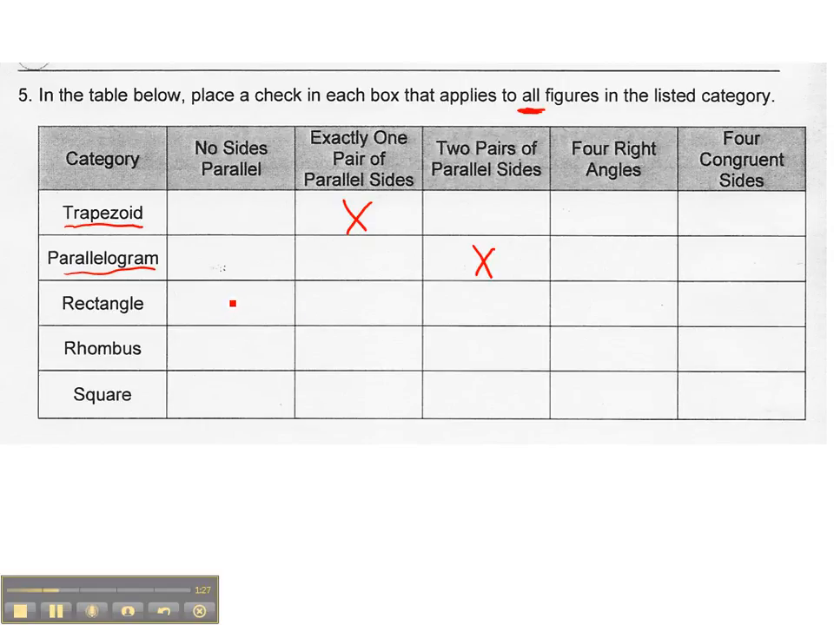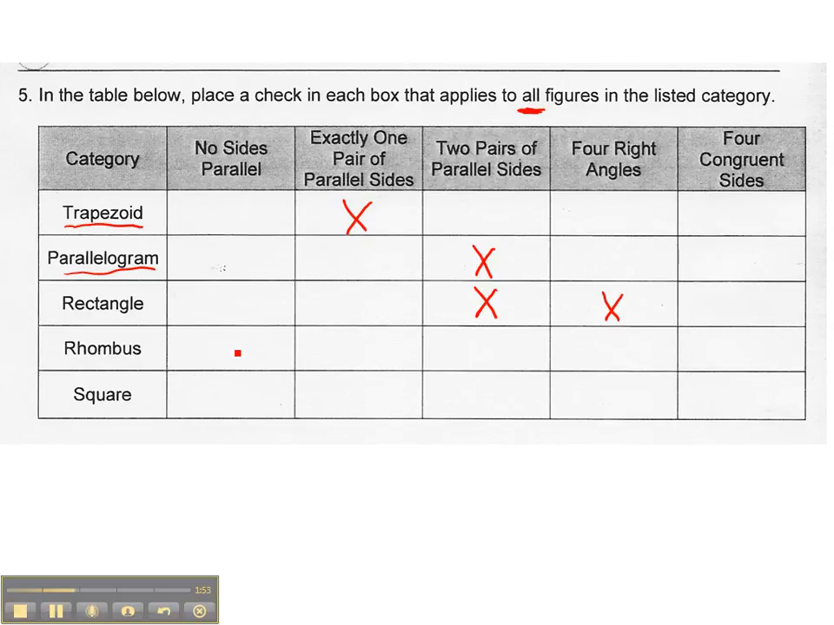Okay, rectangles, no sides parallel, that's not true, because a rectangle is a type of parallelogram. Exactly 1 pair of parallel sides, that's not true. 2 pairs of parallel sides, that's true. 4 right angles, yes, rectangles have 4 right angles. 4 congruent sides, well, certain kinds of rectangles have 4 congruent sides, they're called squares, but not all rectangles have 4 congruent sides, so we'll leave that blank.